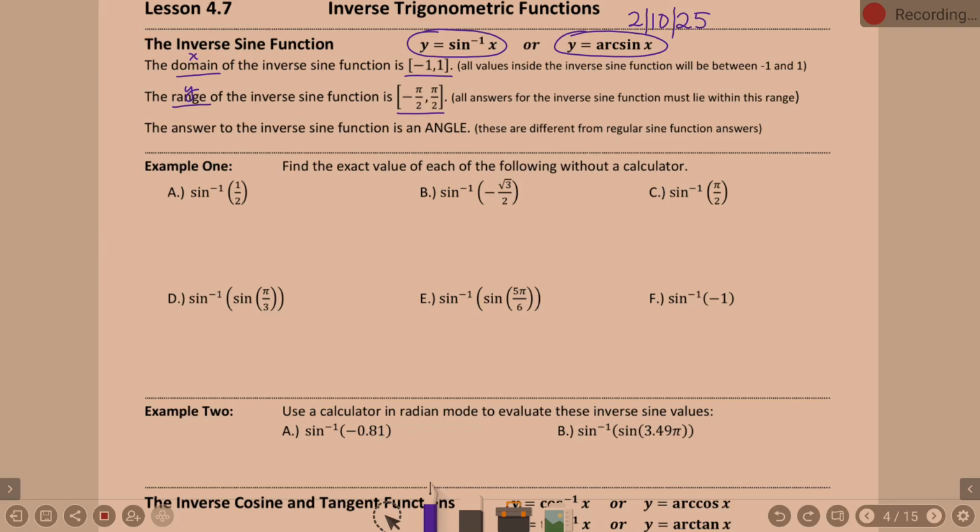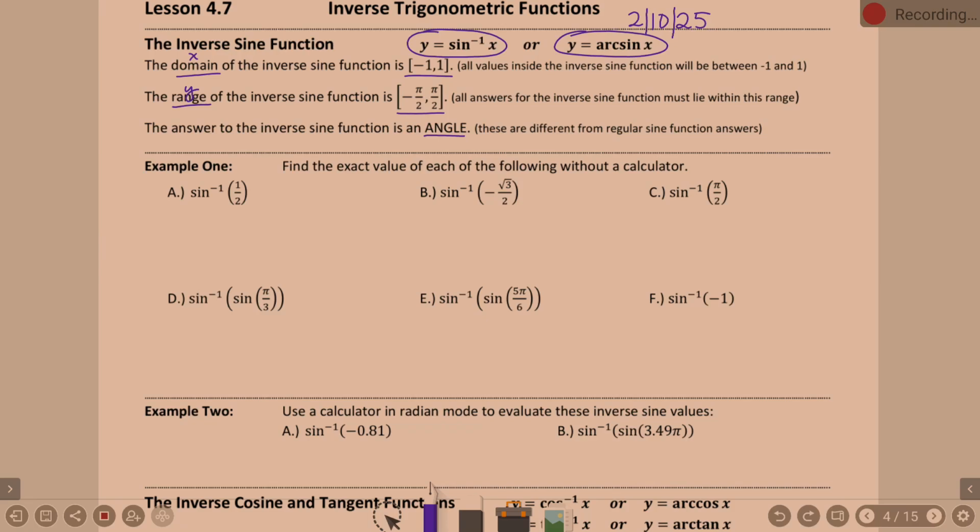And we're going to talk a little bit because we can't just use any angle. It has to be in this range. Notice what it says here. The answer to an inverse sine function is an angle. Normally the angle is the input. For the inverse sine function, the angle is our answer. And thus we have inverse sine.